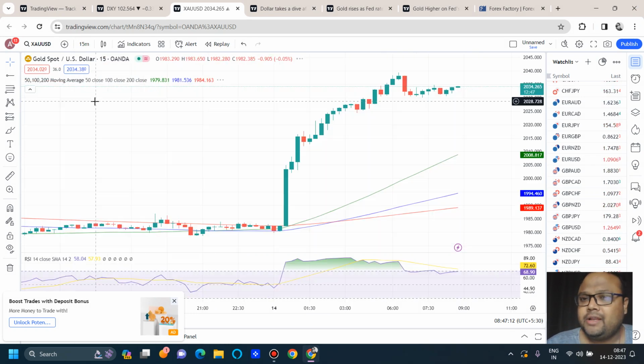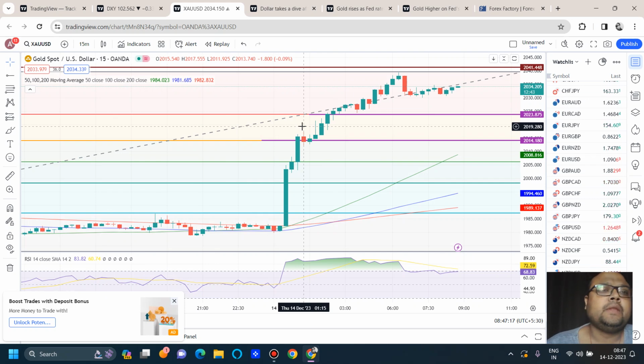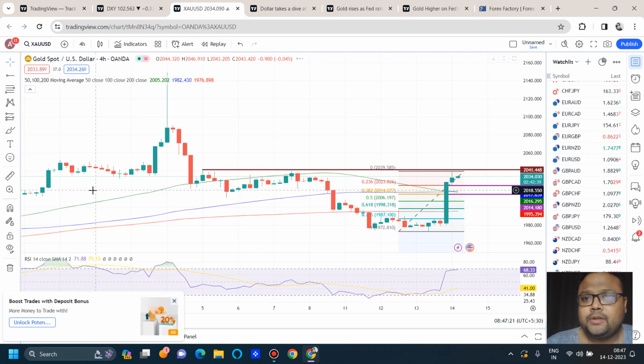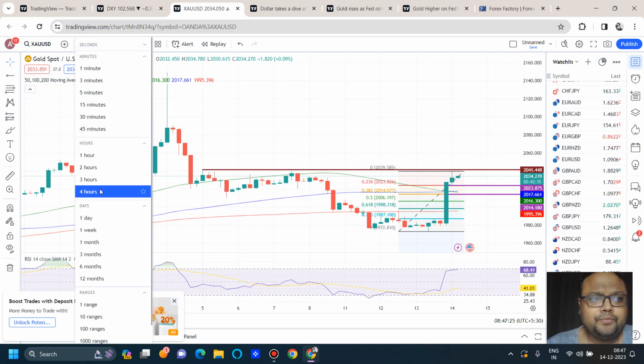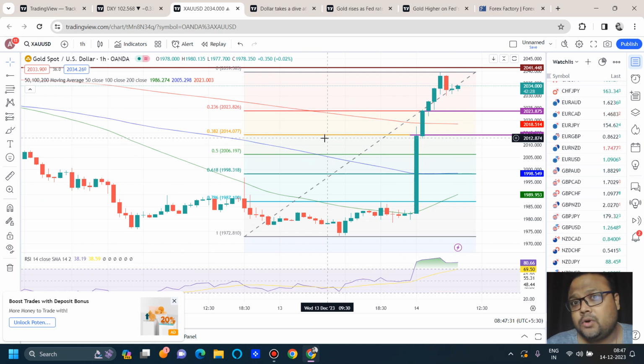If I take you to the 15 minutes time frame, you can see that on the 15 minutes chart also we do not have any other levels. And if I take you to higher time frame, then obviously you will not find any proper answer. So Fibo seems to be the best and reliable option to find out the retracement levels to go for a buy position. So let's wait and watch.